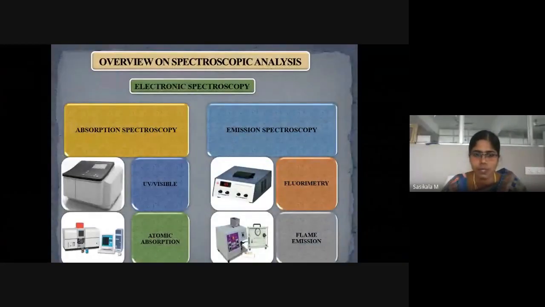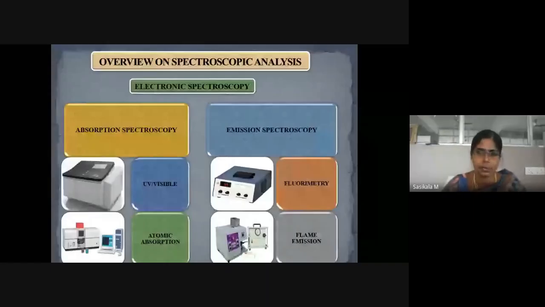Okay, so under spectroscopy, the first category is electronic spectroscopy. In electronic spectroscopy, there are two types, absorption and emission. It is based on measuring the absorption of radiation and the emission of radiation, this type of electromagnetic radiation. So absorption spectroscopy and emission spectroscopy. When we study each spectroscopic analysis briefly, you will know the concept, how the radiation is absorbed or emitted. The mechanism behind each spectroscopic analysis, we will learn under the individual topic. Now you only have to know the structure of spectroscopic analysis.